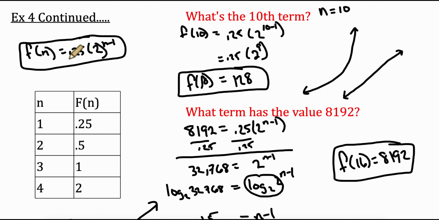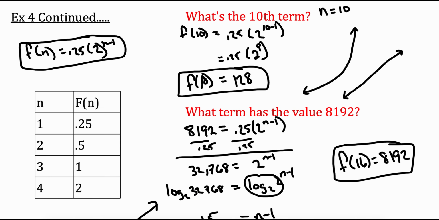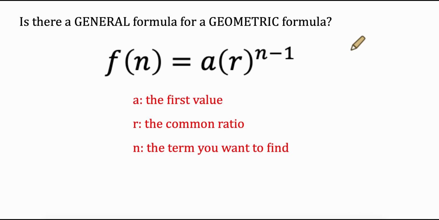Wouldn't it be nice to know what a generic or general formula for this is? I think it would be nice. In fact, that's my next question. So let's take a look back here. This formula, I had the initial value, 0.25, times my common ratio to the n minus 1. Let's look at the first one. I had my initial value, 5, times my common ratio, 2, to the n minus 1. Ooh, interesting. So, our general geometric formula is going to be A, our first or initial value, times r, the common ratio, to the n minus 1.